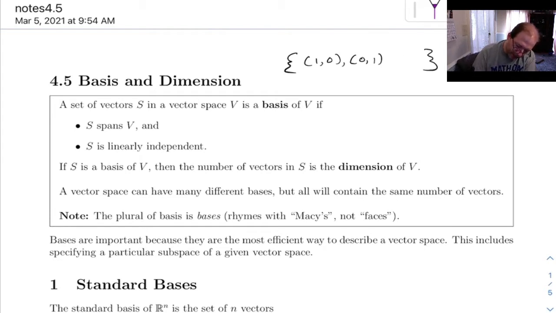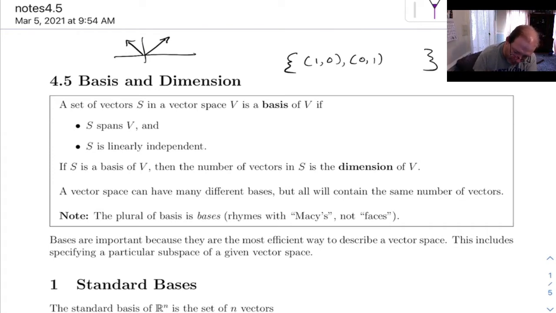And a couple of facts. If S is a basis of V, then the number of vectors in S is the dimension of V. That makes good sense up here with this example because R2 is a two-dimensional vector space and it's got two vectors in a basis. And also, a vector space can have many different bases, usually infinitely many of them. But all of them will contain the same number of vectors. So, if I wanted to come up with a different basis of R2, I could use this vector and that vector. That would form a basis, and it's still just two vectors.